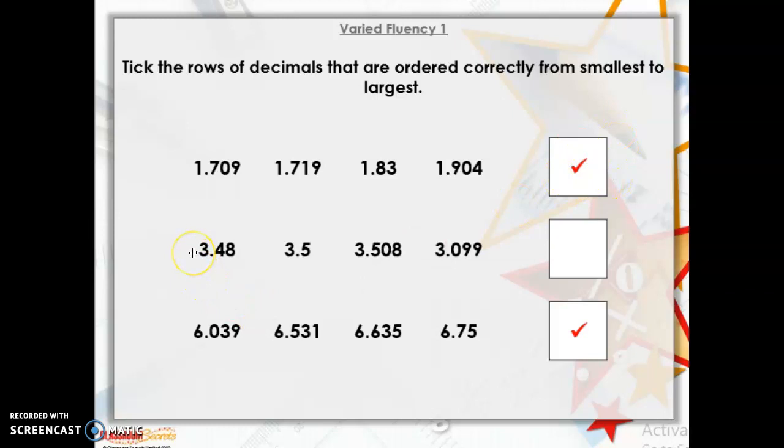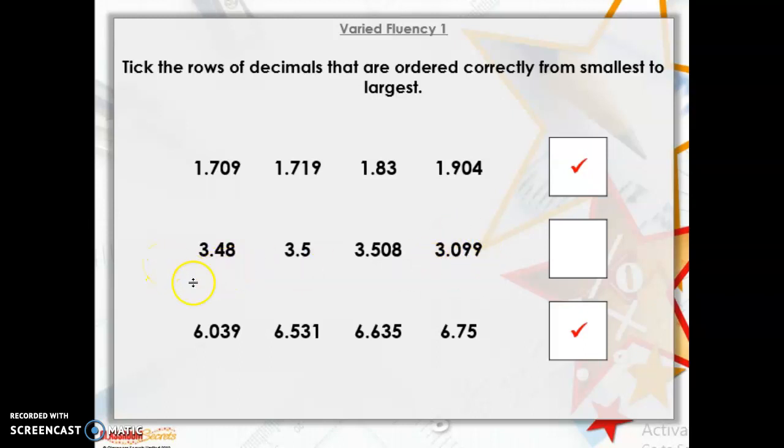Let's look at row 2 and find the mistake. Okay, so all of them have a 3 in the ones column. So let's look at the tenths column. A 4, a 5, a 5, a 0. Well, that's our mistake, isn't it? Okay, 0 is the smallest, so this number should have come first to start with.